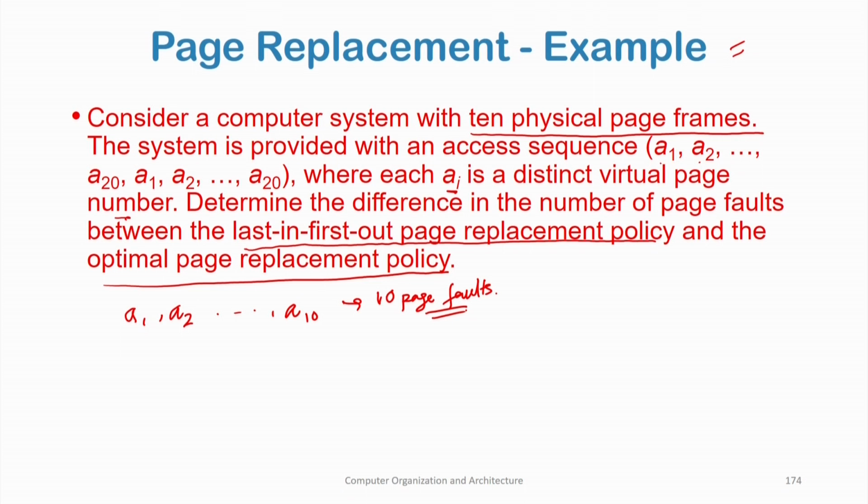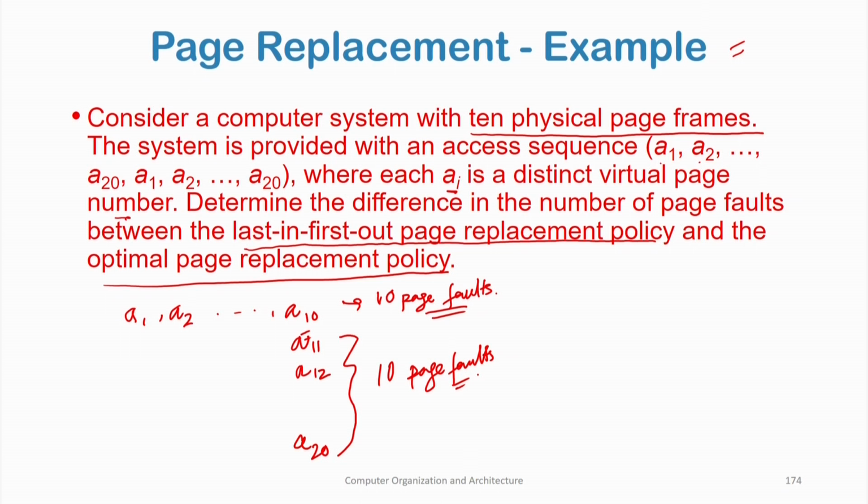Now A11, so it is last in first out. So last in is A10. So A11 will replace A10. A12 will replace, who will it replace? It will replace A11. And then there will be again these 10 page faults up to A20. So 10 page faults.